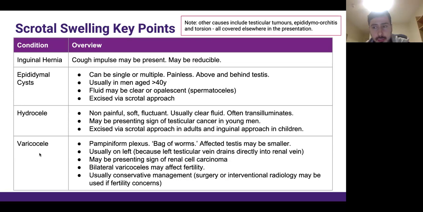Varicocele is when there is impaired venous drainage, and you can feel like a bag of worms between your hands. It's usually on the left side because anatomically the left testicular vein drains into the renal vein instead of the main veins. And because it drains into the renal vein, it can be a presenting sign of renal cell carcinoma. Often, it's just conservative management for this, but if there are bilateral varicoceles or there are worries about fertility, you might want to do surgery or interventional radiology to embolize these veins.